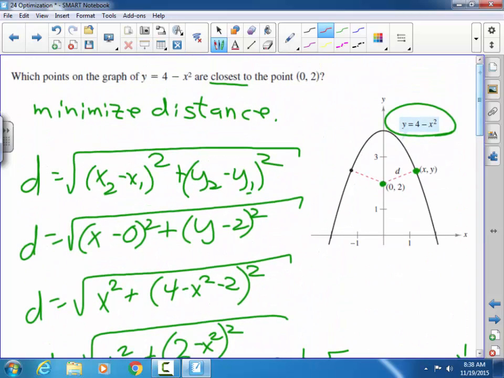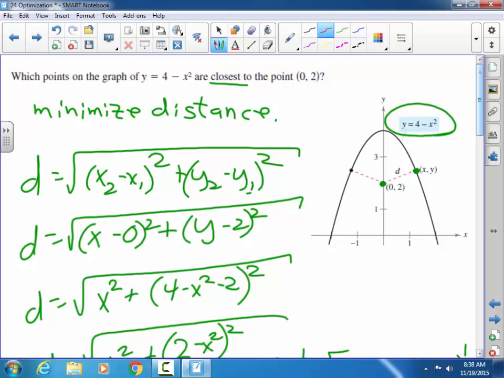Exactly. You've got a couple options. You could put 0 in here. Well, you want to minimize the distance. So you could put 0 back in here, put them both into here, and find out the distances. That's one thing you could do. Because you don't want to minimize y, you want to minimize the distance.